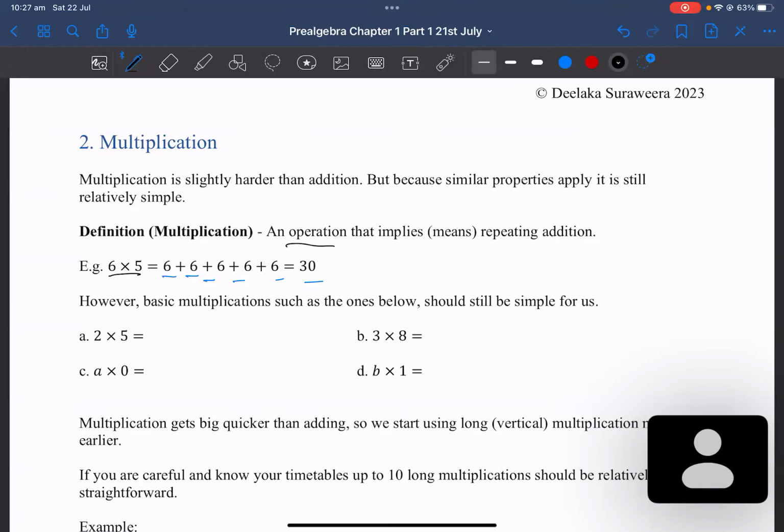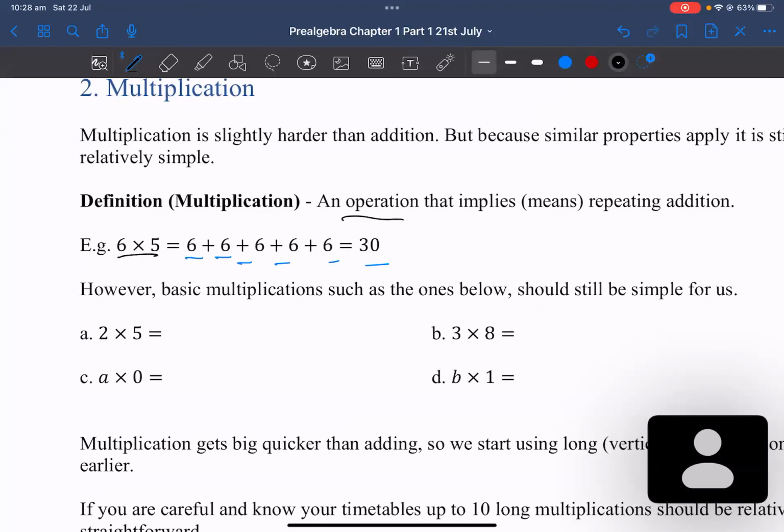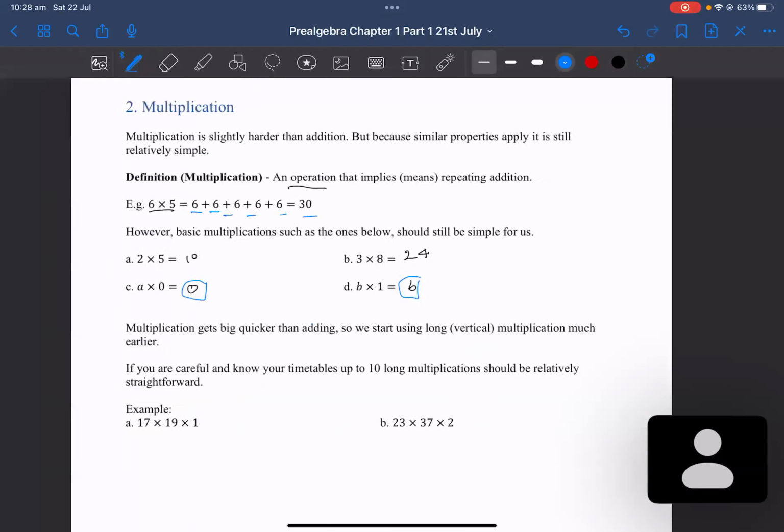Very good. So we can do the basic ones in our head. 2 times 5 is 10. 3 times 8 is 24. Any number a times 0 is 0. It doesn't matter what a is, it ends up being 0 every time. Any number b times 1 is b. It just stays the same. You multiply by 1, the answer doesn't change. So this is important, two properties: when you multiply by 0, it always ends up being 0, and multiply by 1, it doesn't change the number.